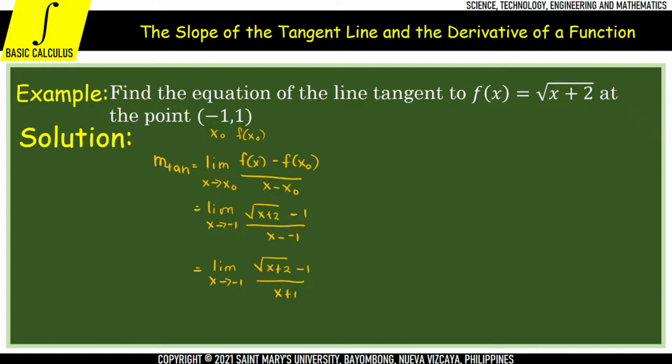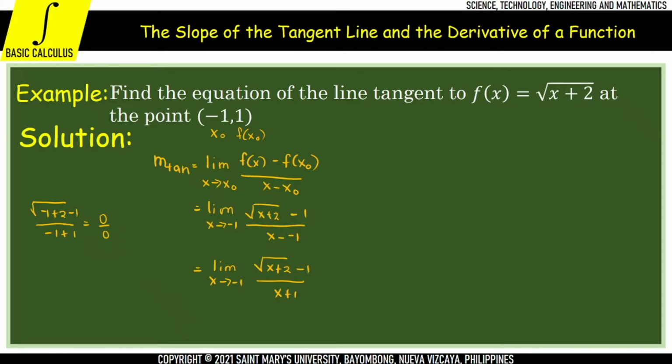Okay, in this case, if we try to directly substitute negative 1 in our expression, so for example, direct substitution, the square root of negative 1 plus 2 minus 1 all over negative 1 plus 1, that will be equal to, ayan, so 2 plus negative 1 is 1, square root of 1 is 1, 1 minus 1 is 0, all over 0, which means that it is indeterminate form. Anong ibig sabihin kapag indeterminate in terms of the limit?